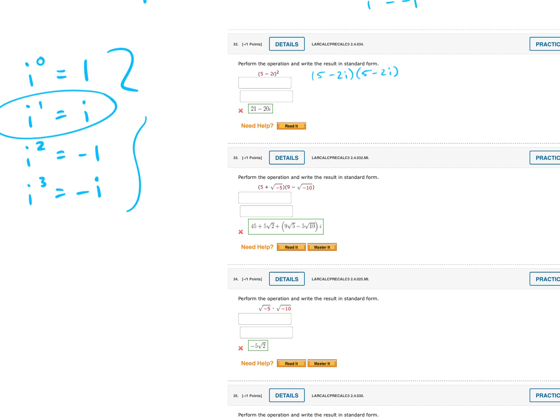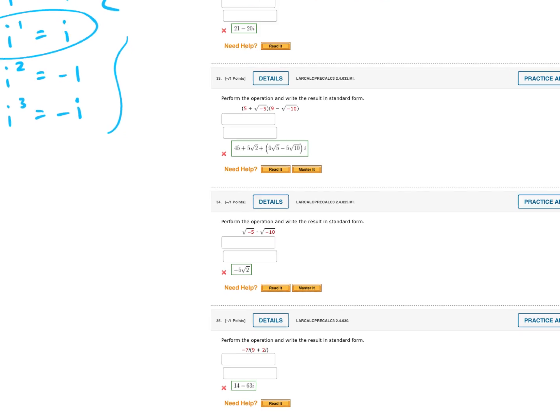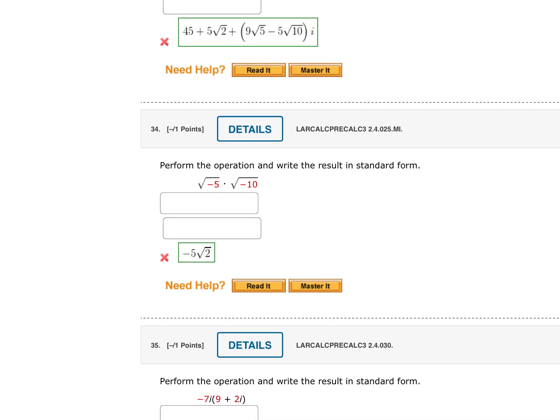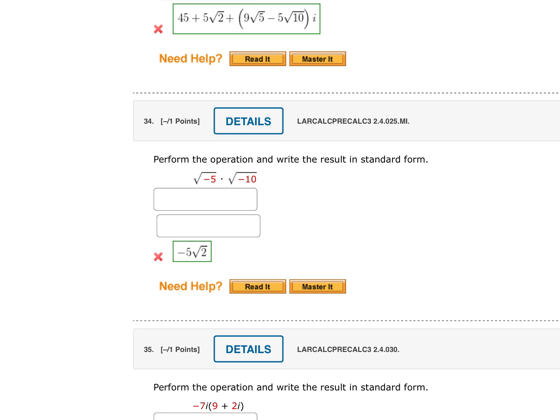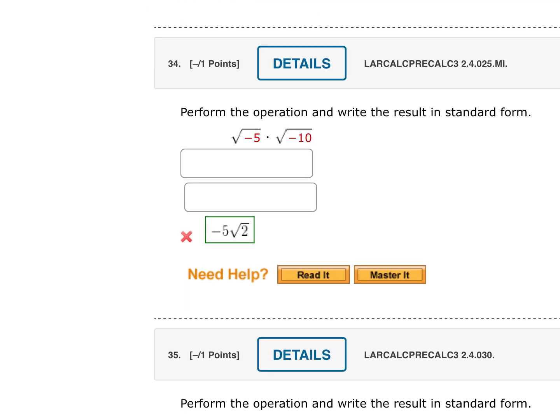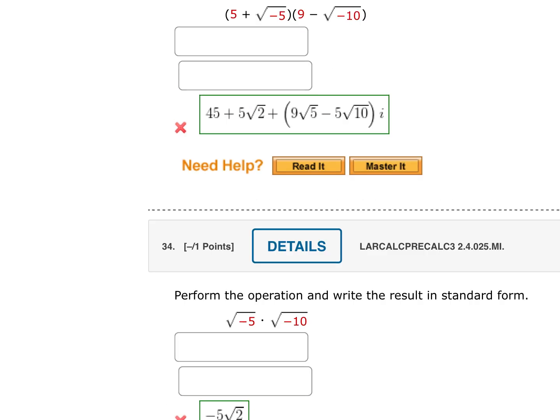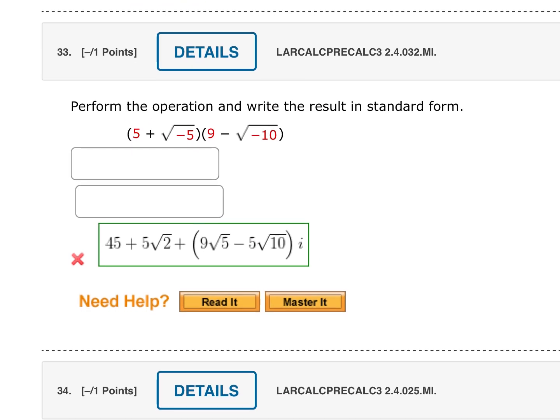For 33, we'd FOIL. 34, we'd simplify first, and then you can combine the square roots together. Can you do 33? Yeah. Let's do 33.